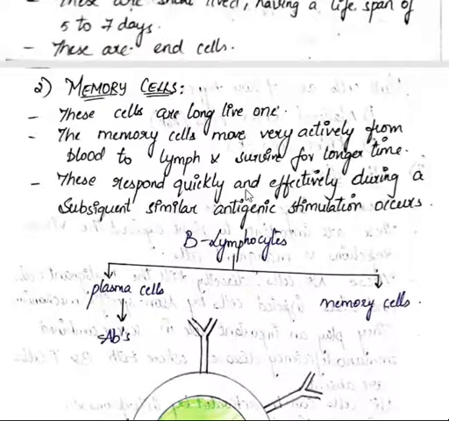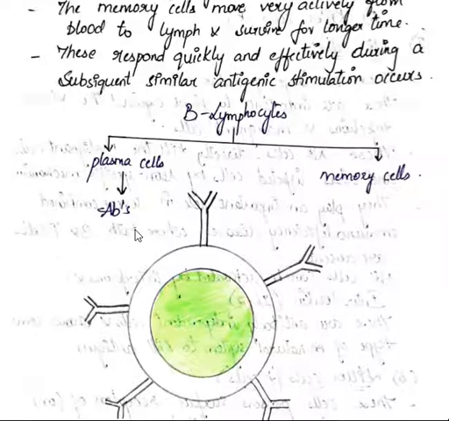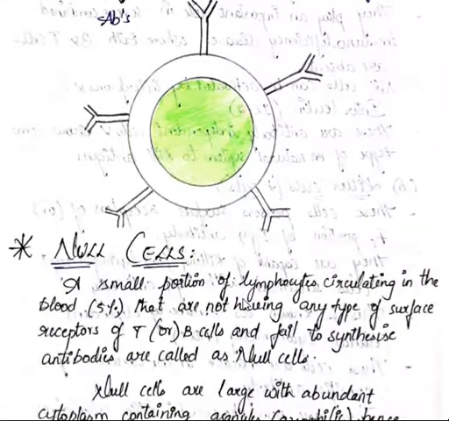Here the B lymphocytes, as I told you, are of two types, the plasma cells and the memory cells. From the plasma cells you have the production of antibodies, and each plasma cell can give rise to nearly 2000 antibodies per second. These have a very short life, only 5 to 7 days, whereas the memory cells are long-lived and are mainly involved in the secondary immune response. This is the structure of a lymphocyte that you can go through.